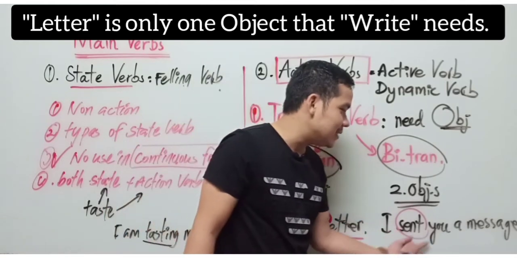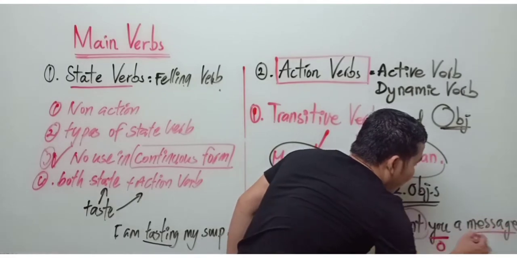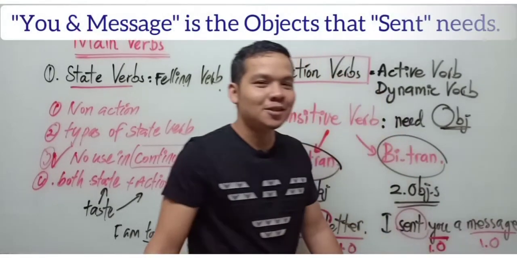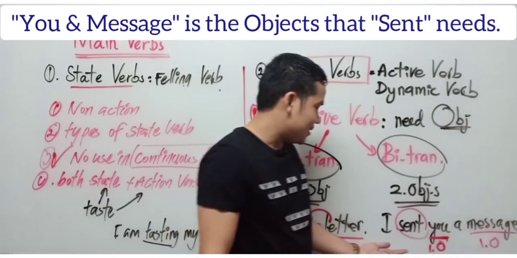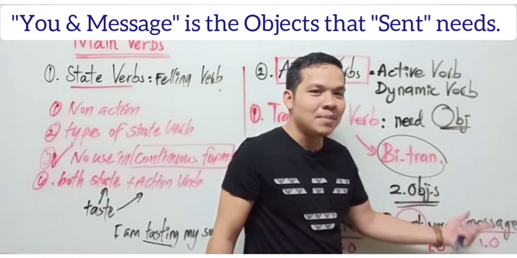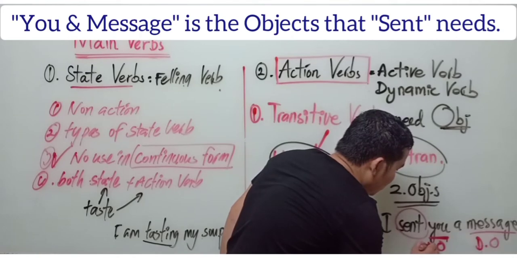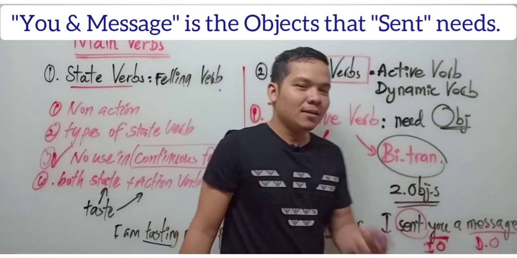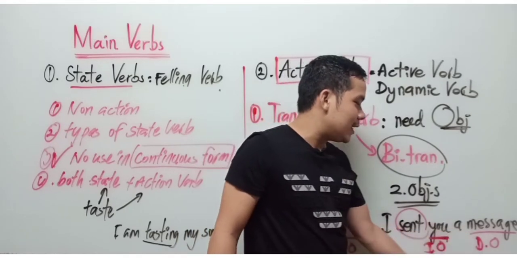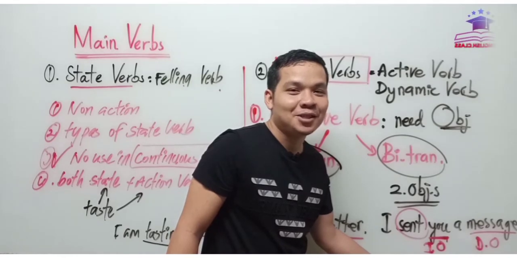But look at this one. I send you a message. Object and object. You know, 2 objects. 1 object, another 1 object. So we have 2 objects. I send you a message. So this one we can call direct object, and this one we call indirect object. But remember, 2 objects here. So the verb that needs 2 objects like this sentence we call bitransitive verb.